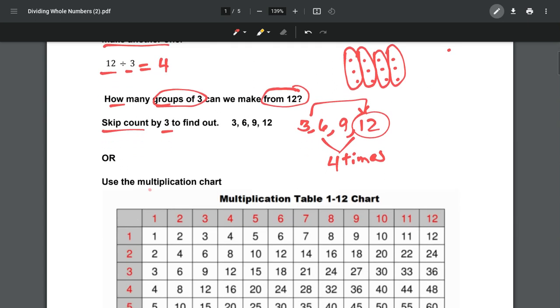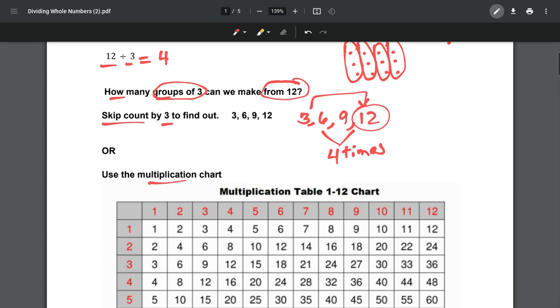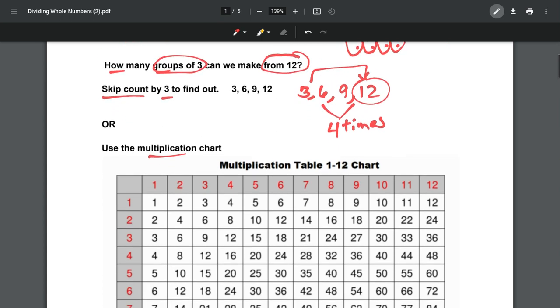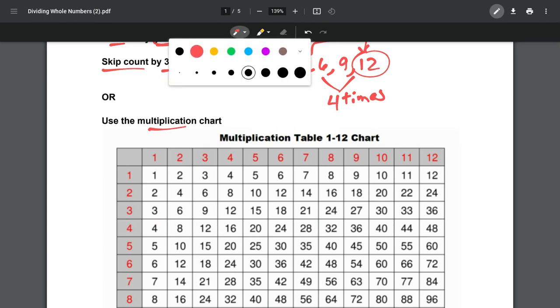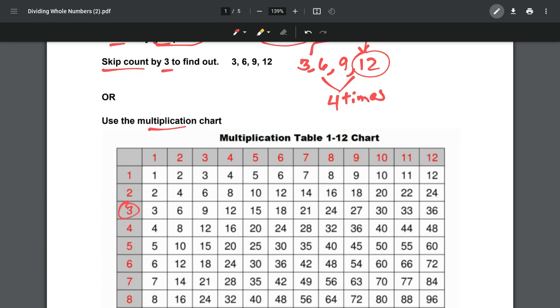Or you could simply use the multiplication chart. So if you're trying to figure out 12 divided by 3, all you do is go to your 3 and find 12. Well, that matches 4, okay? So 12 divided by 3 is 4. Or you could go to your 3s here and find 12, and that goes with 4.